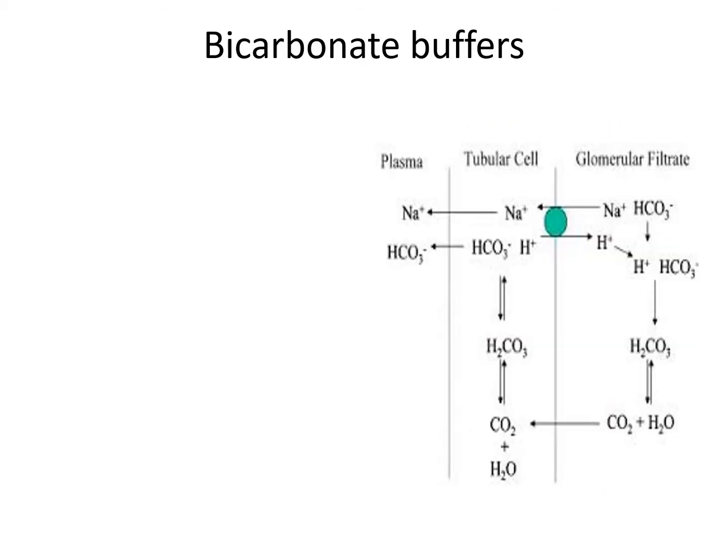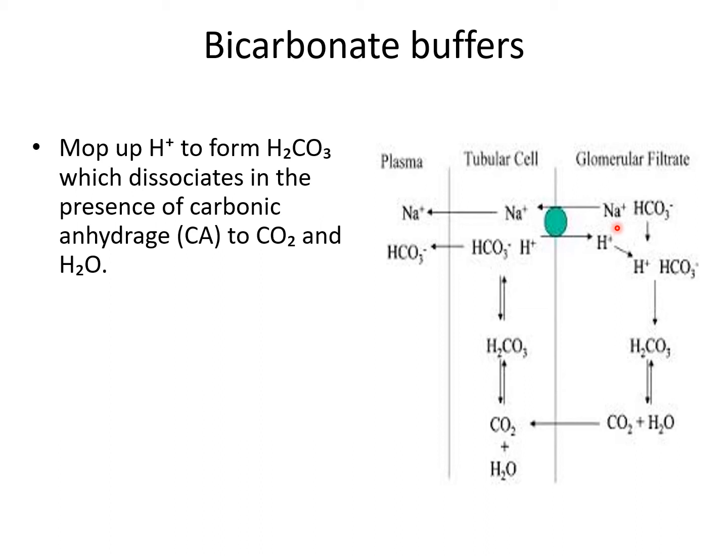First we'll discuss bicarbonate buffers. Bicarbonate buffers basically mop up the hydrogen ion and form H2CO3, which dissociates into CO2 and H2O in the presence of an important enzyme called carbonic anhydrase. This enzyme is abundantly present in the brush border of proximal convoluted tubules, whereas it is not so much present in the distal convoluted tubules.